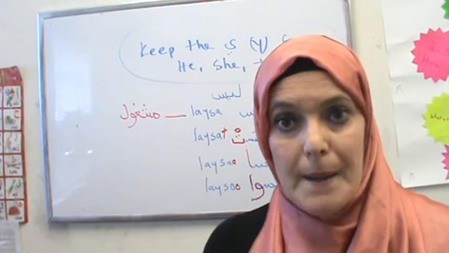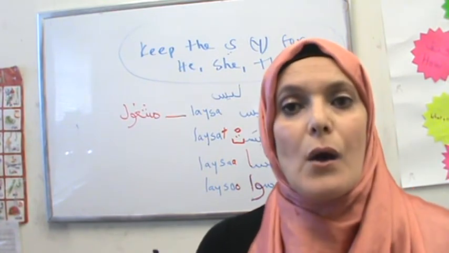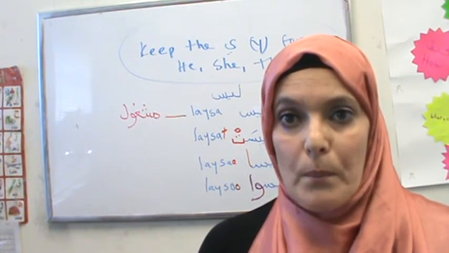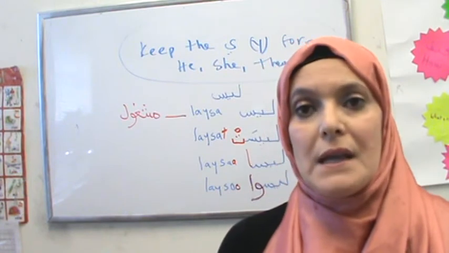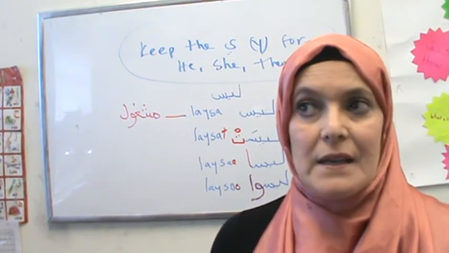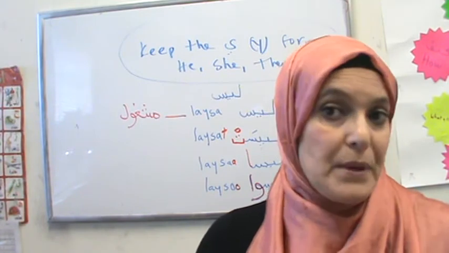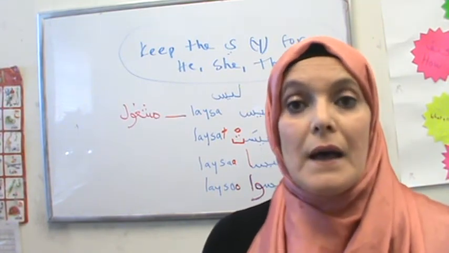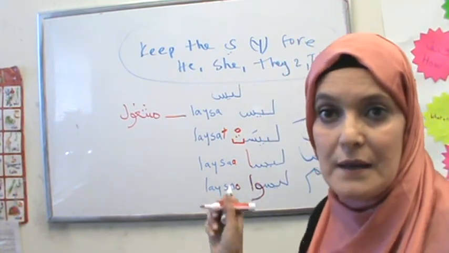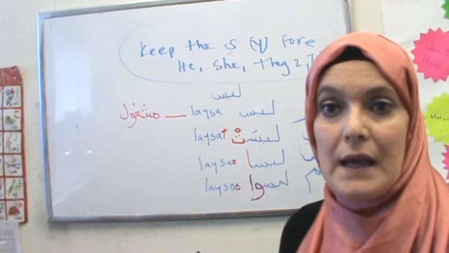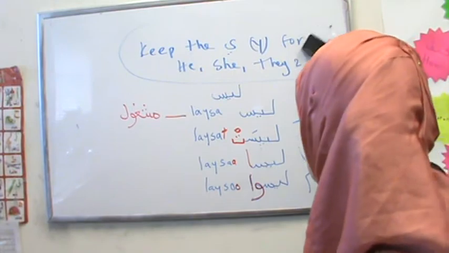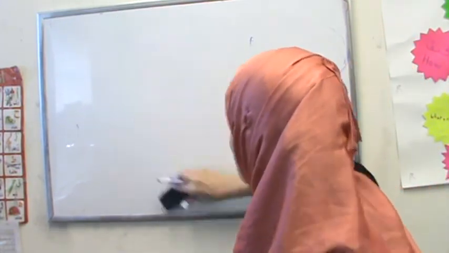Then huwa, it's the same. Huwa laysa, hiya laysat, and huma laysa, and hum laysu. So this one you are negating, like let's say I am not happy or I am not tired, with a noun. So this is your laysa, and I am going to give you an example.